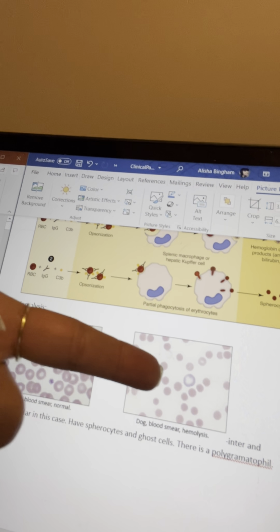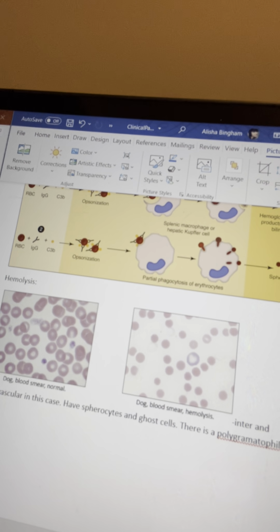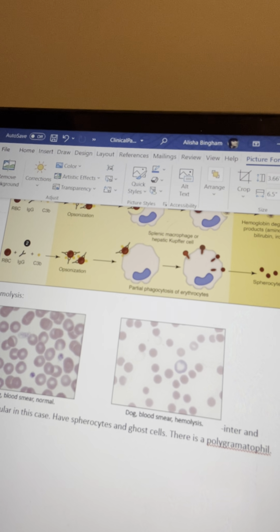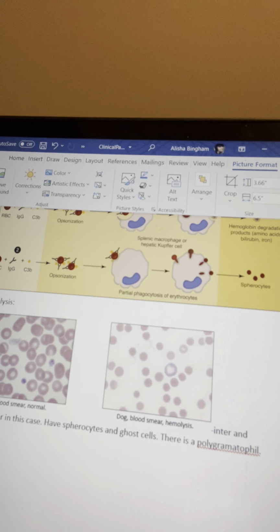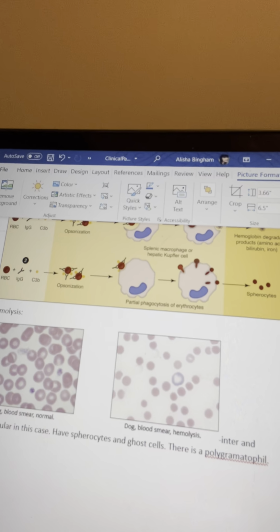And so I'm going to show you this picture. You have normal right here, but then here you can see some ghost cells, as well as spherocytes. So in this case, you have spherocytes and ghost cells, so you have intravascular as well as extravascular hemolysis. So then we finished that lecture, and lastly we got into immunology 2, which had to do with hypersensitivity reactions.